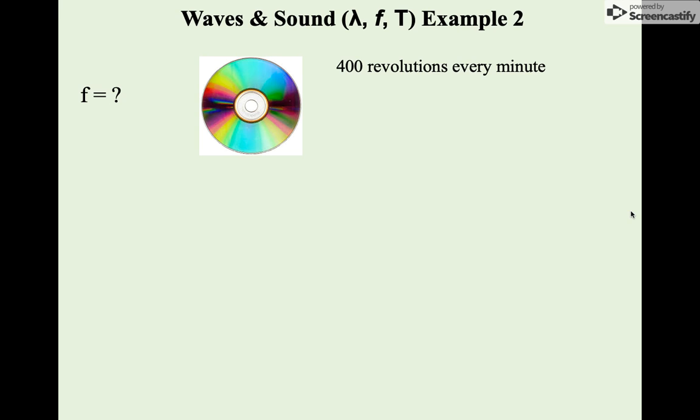We know that it's spinning 400 revolutions every minute. We ask ourselves, what is frequency? What does it mean? Well, we think of the units of frequency as being waves per second. Frequency could also be measured in revolutions per minute. So waves per second, waves, again, are some repeated pattern that is happening.